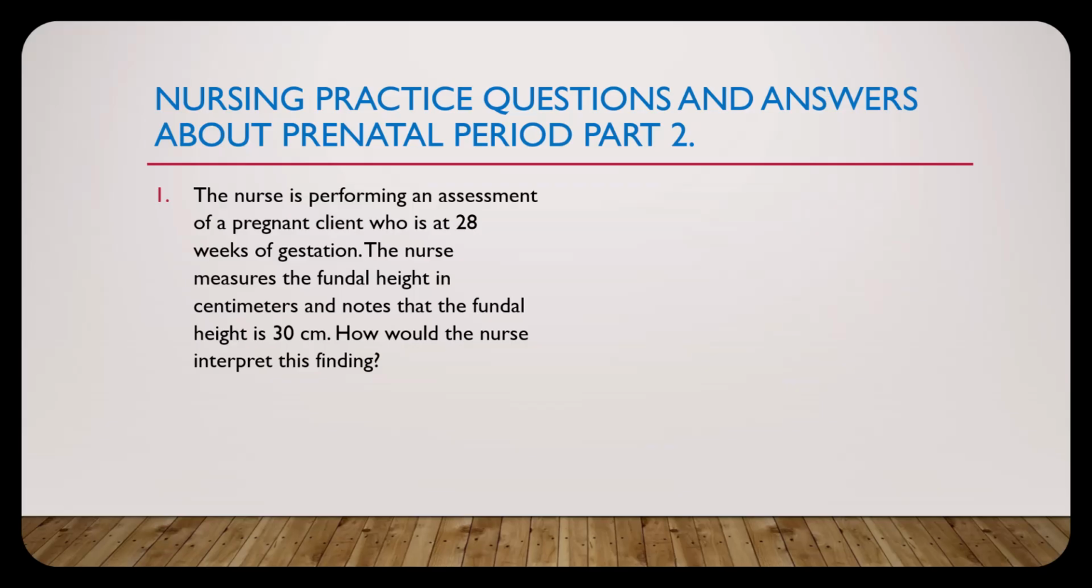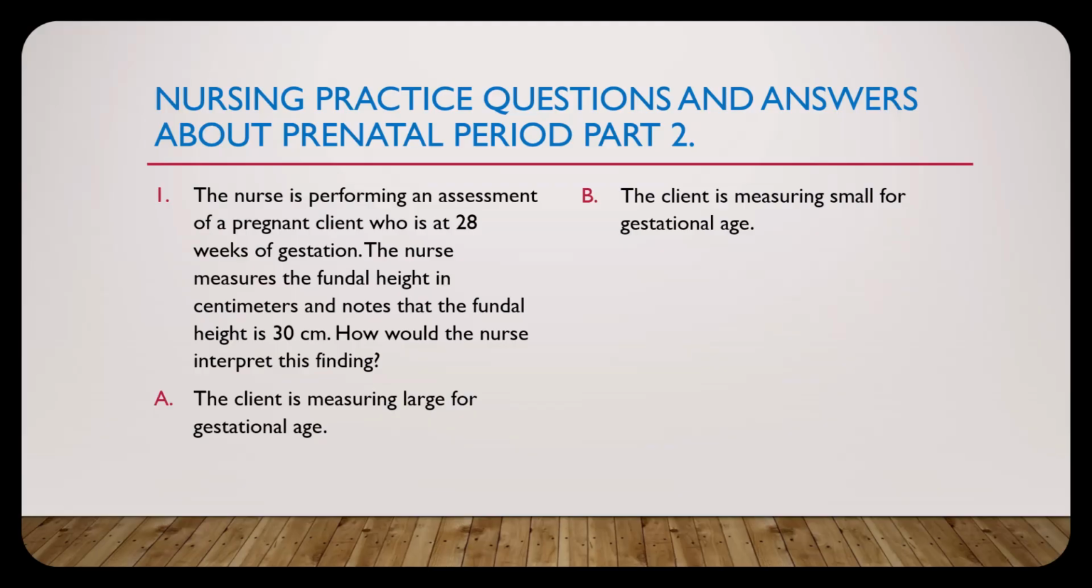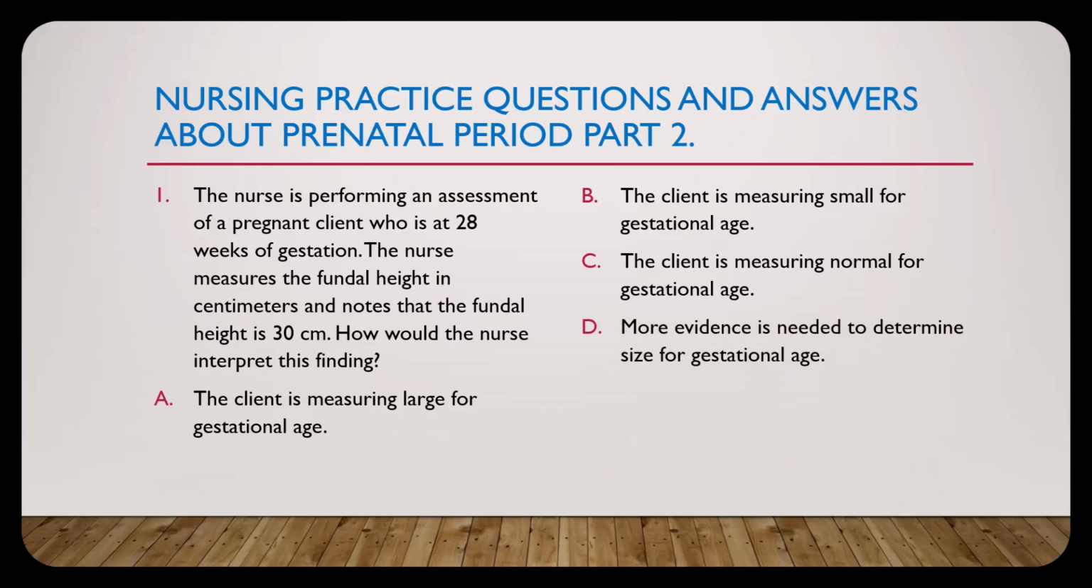So these are the options. Option A, the client is measuring large for gestational age. Option B, the client is measuring small for gestational age. Option C, the client is measuring normal for gestational age. Option D, more evidence is needed to determine size for gestational age.